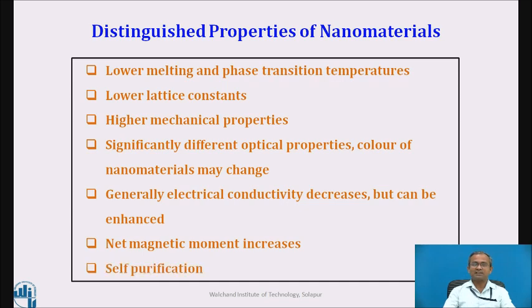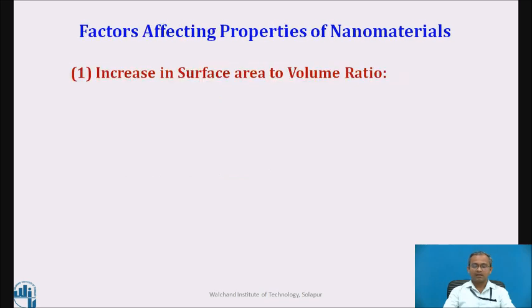Self-purification is the intrinsic property of nanostructures or nanomaterials. The properties of nanomaterials are very much different from those at the larger scale. This is due to the following three main reasons. The first important factor is the increase in surface area to volume ratio.